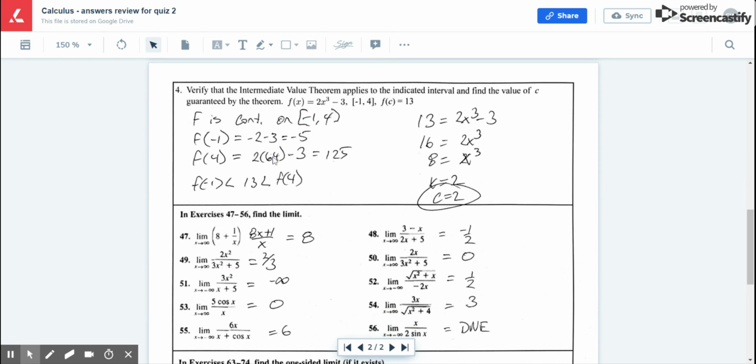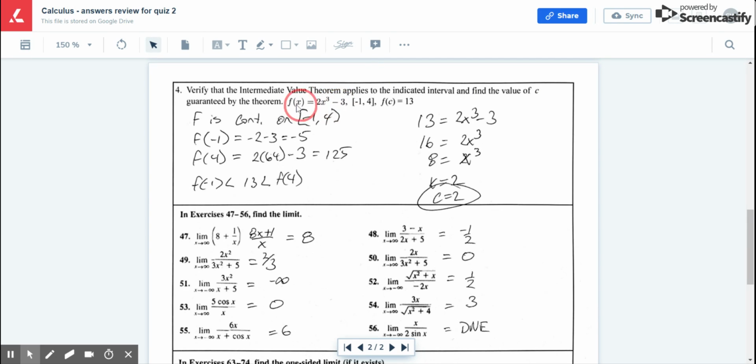Number 4, we did number 4 in class. But we'll go ahead and hit it again. So this time it wants to verify that the intermediate value theorem applies. And then this time what's different about it is we're actually going to find the c that the IVT guarantees.